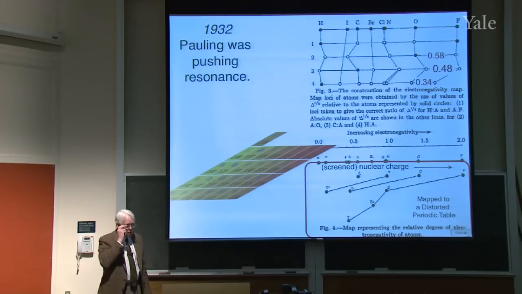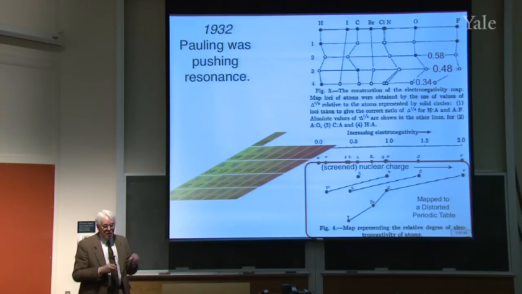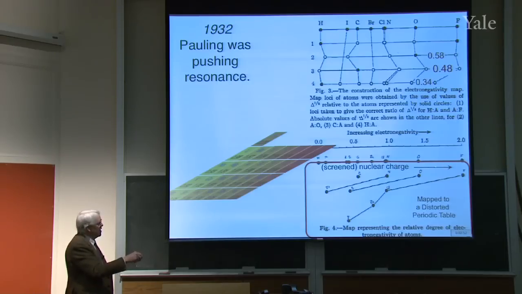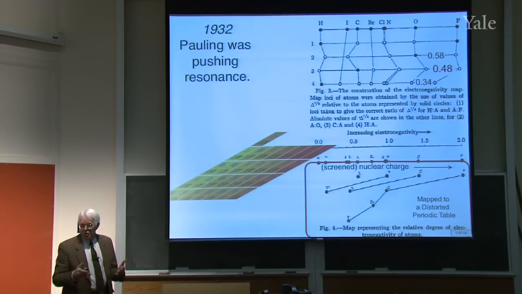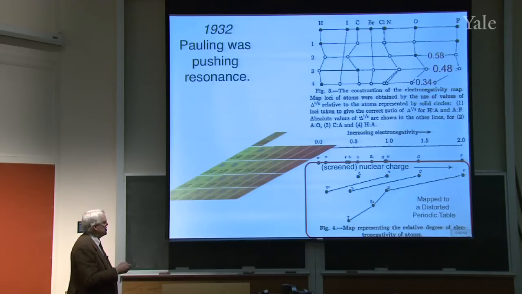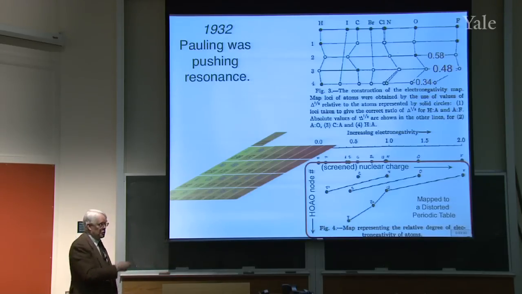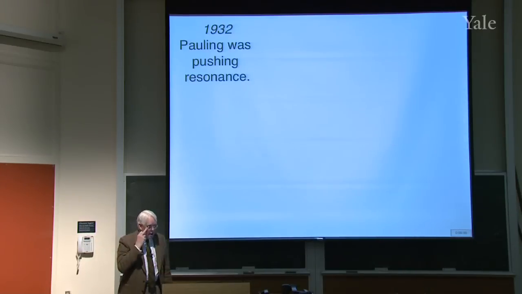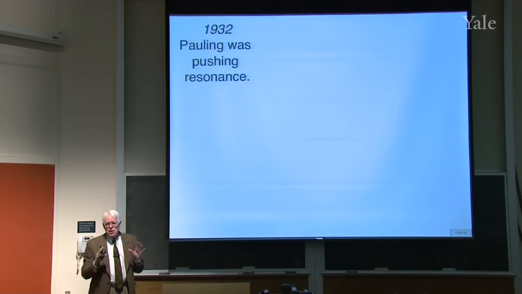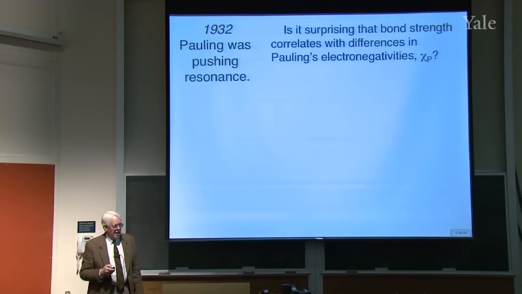Okay? And notice that what it really depends on is what the periodic table depends on: as you go across here, the nuclear charge is increasing, the screened nuclear charge. We talked about that last semester. And as you go down, the number of nodes in the valence shell is increasing. That's what gives the periodic table its character. That's what explains electronegativities. Okay? So the idea of this was to push the concept of resonance.